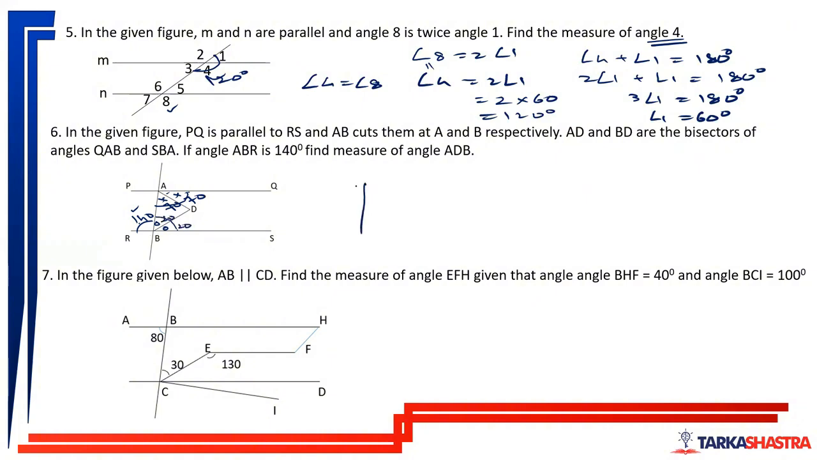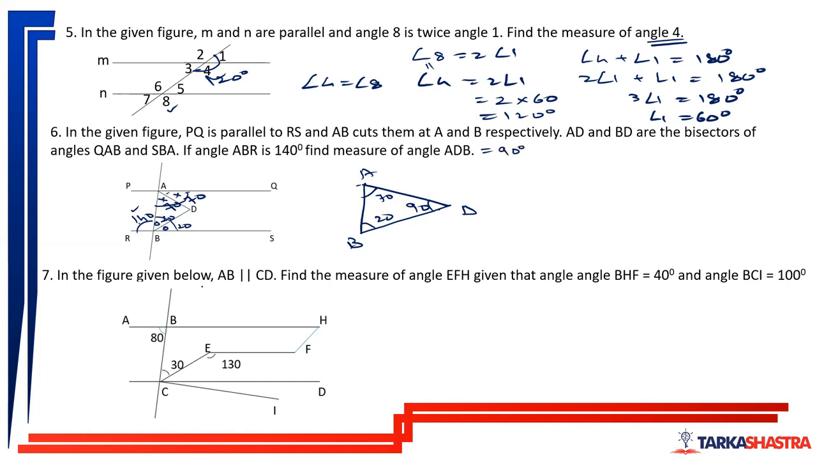Now what do I have? Something like this. This angle is 70, I know. This angle is 20, I know. This is A, this is B, this is D. They are asking us to find out angle ADB, which is 90 degrees. Okay, this is 90 degrees.